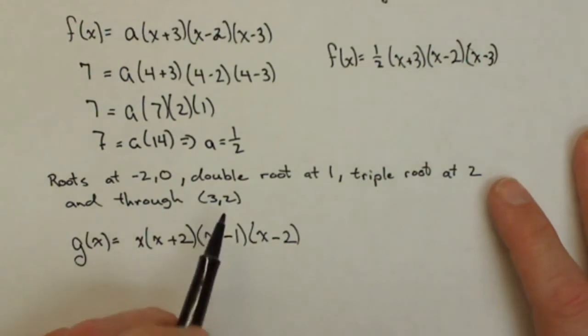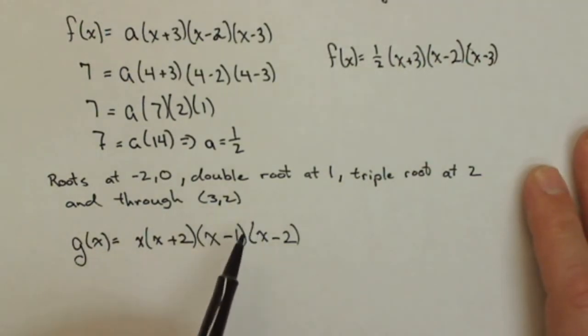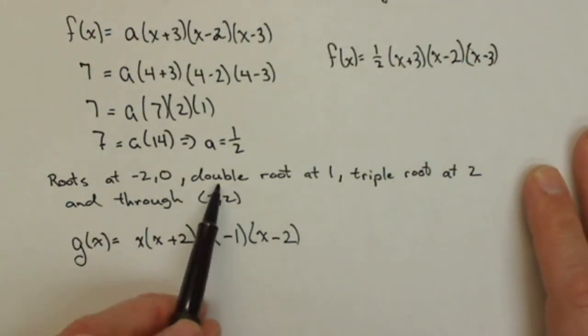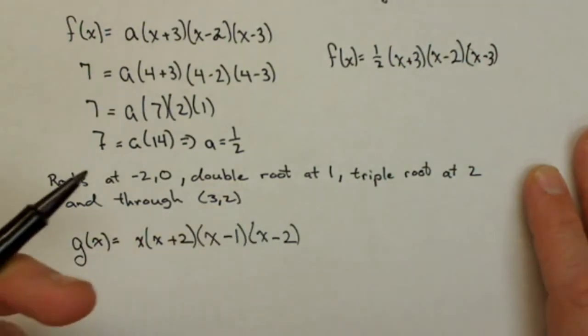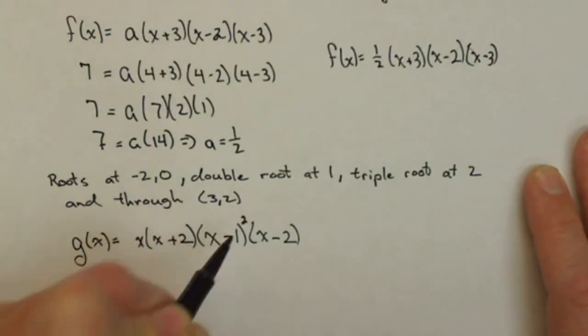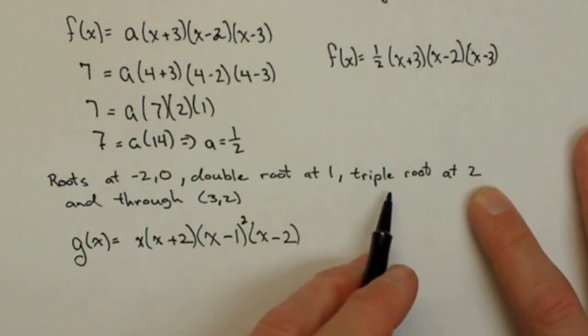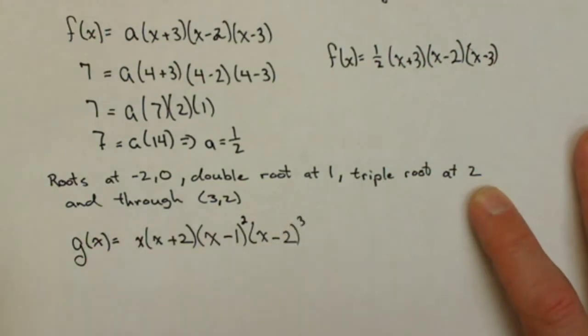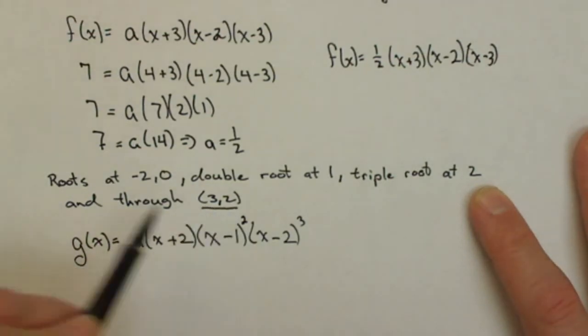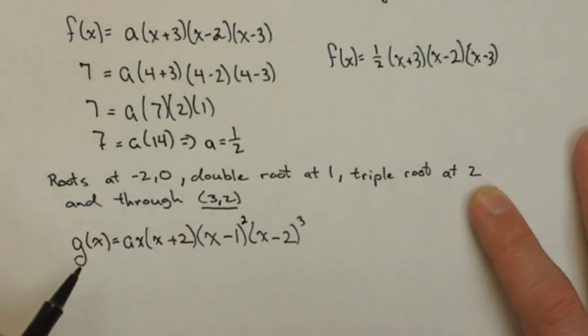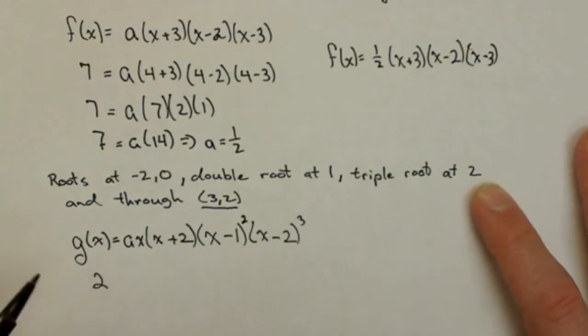Now if they're repeated, then we do that by just putting an exponent in there. If it's repeated twice, or in other words, if it has a multiplicity of 2, we square that factor. Multiplicity of 3, or repeated 3 times, it gets cubed. So we're almost there, but we need to make sure it goes through the point (3, 2). So we put a factor of a out front, and we do the same thing we did before.